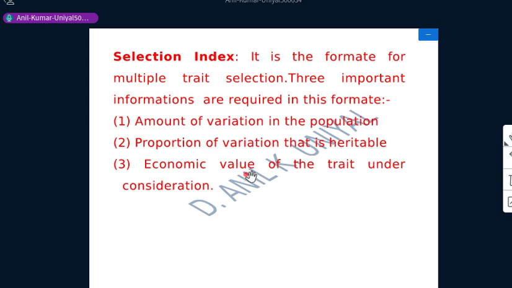Then we have next the selection index. This is a format actually for the multiple trait selection. There are three important pieces of information required to consider during tree selection. Number one is the amount of variation in the population, then the proportion of variation that is heritable in that population, and then the economic value of the traits under consideration. So all three pieces of information are required to complete or fulfill the selection index.